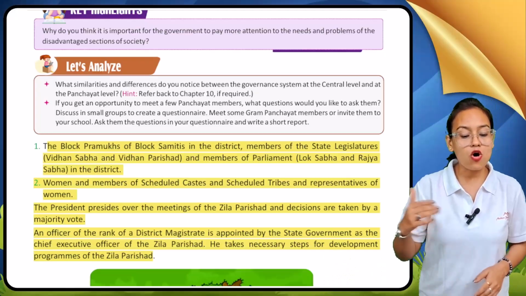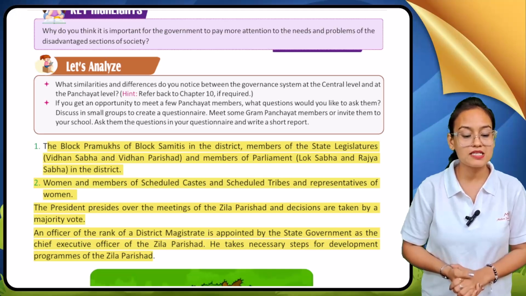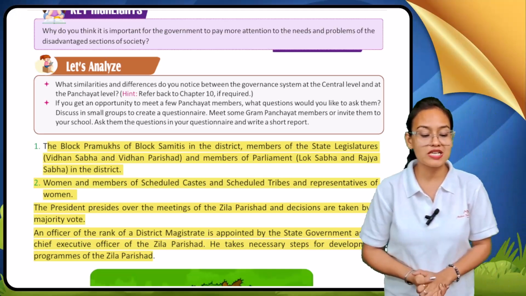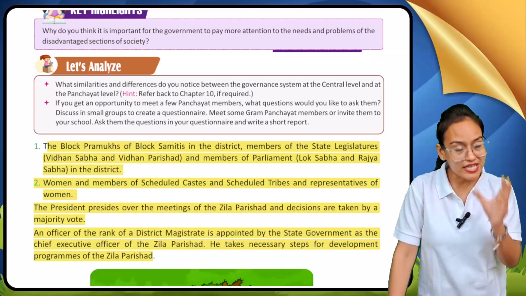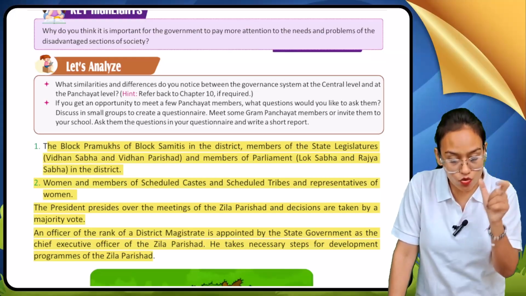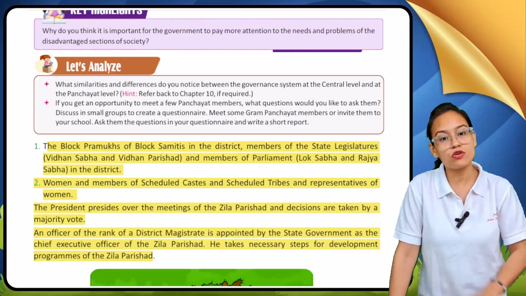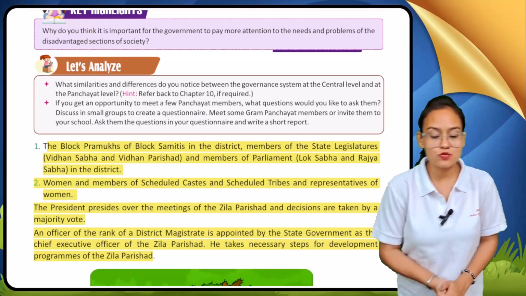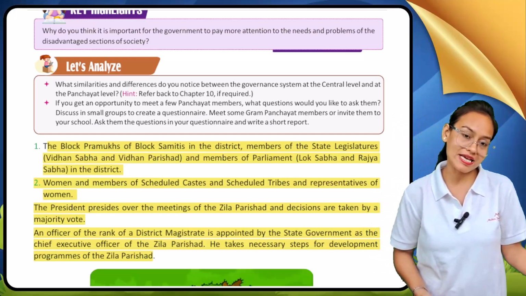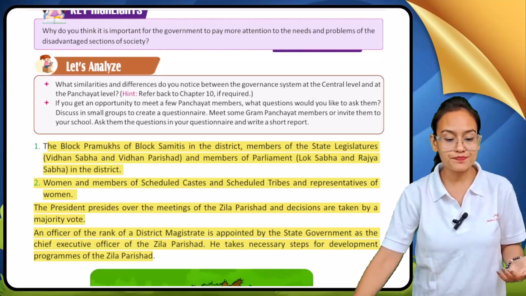Okay, the officer at the rank of district magistrate is appointed by the state government as the chief executive officer of the Jila Parishad. So the DM of any area is appointed by the state government as the chief executive officer of this Jila Parishad. And this DM is responsible for taking all the necessary steps for the development of Jila Parishad.